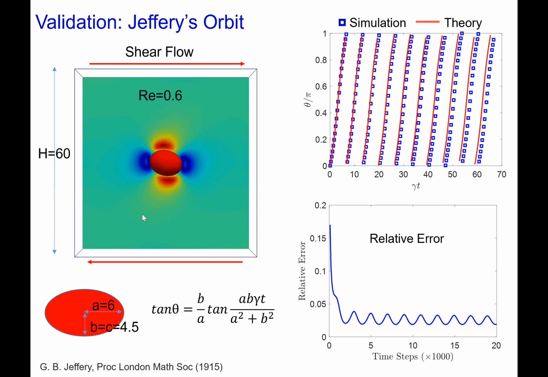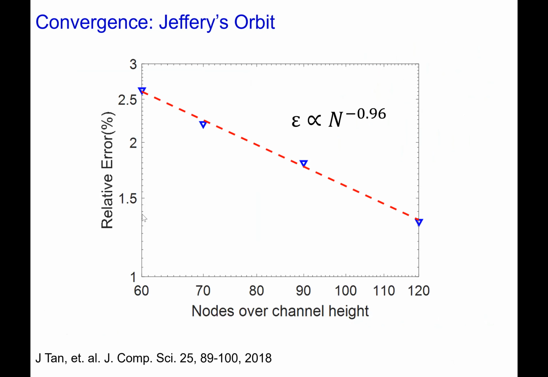We also check the convergence of this method. It shows that as we increase the number of the fluid nodes, the error is reduced. The error is first order because it's an explicit coupling between the fluid and the solid.